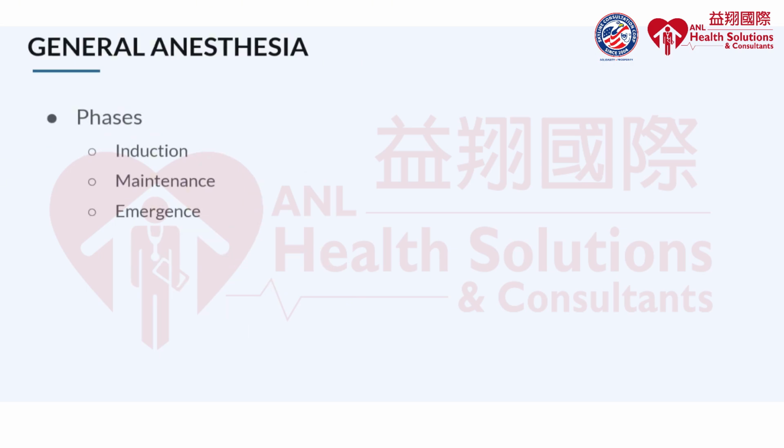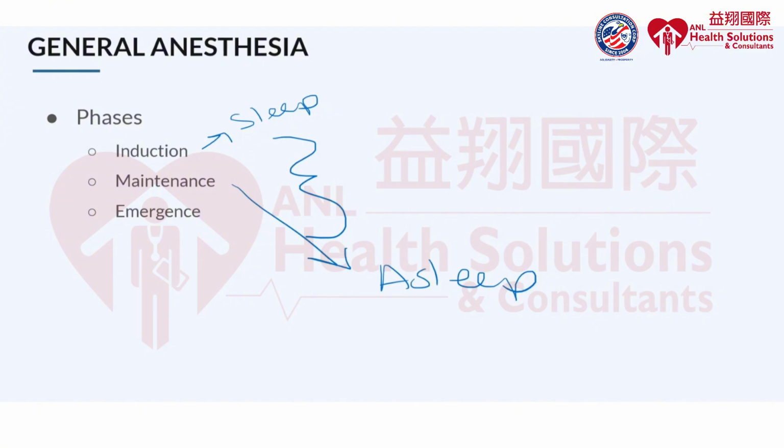So with general anesthesia, we have 3 different phases. Induction is when the medications are given to the patient and the patient goes off to sleep. With maintenance, the medications are continued to be given to keep them asleep. And emergence is going to be when the patient is given medications to reverse the anesthesia or the anesthesia medications wear off and the patient wakes up.